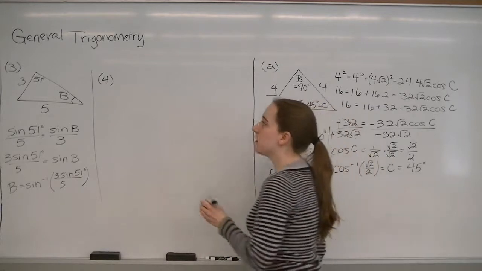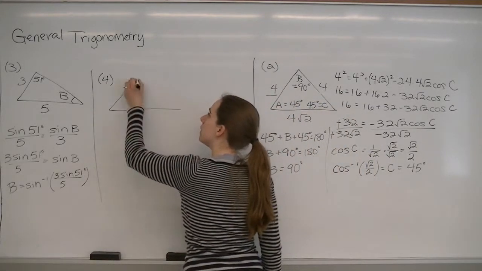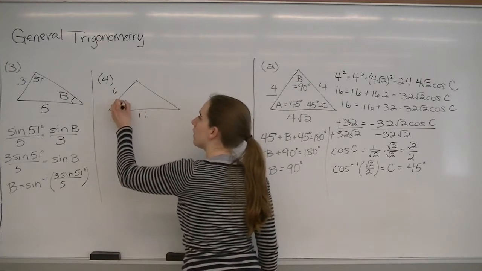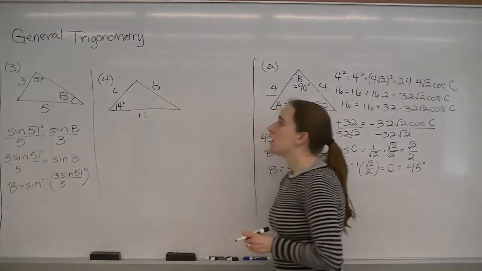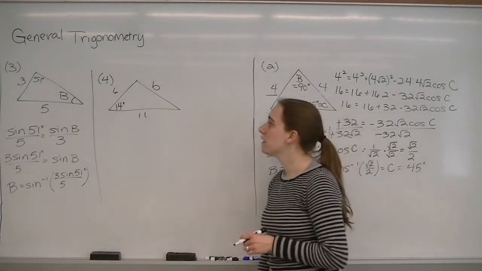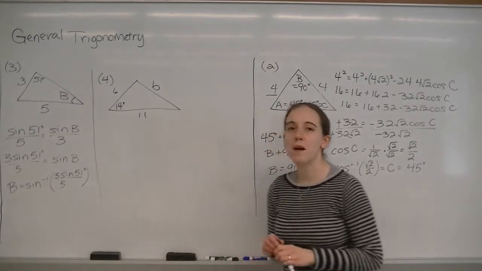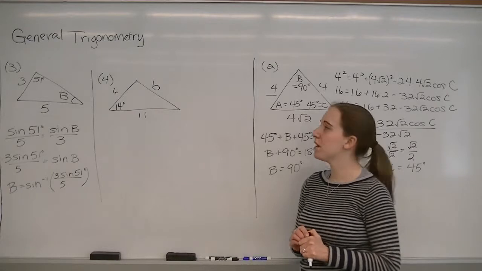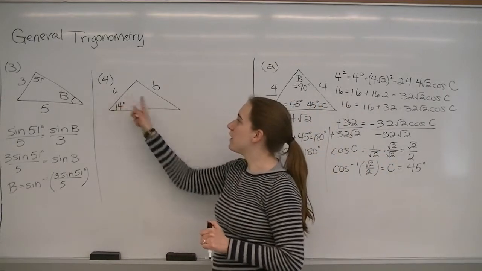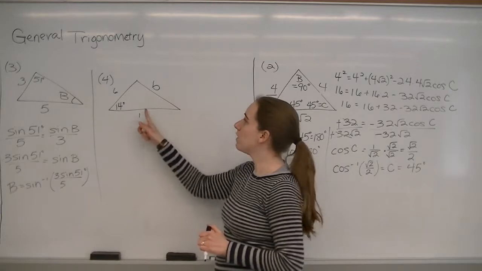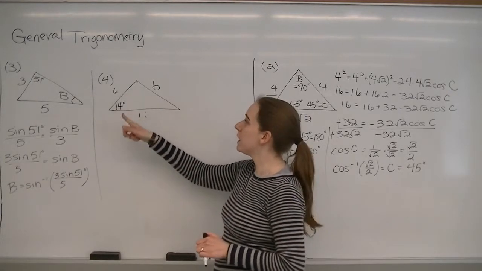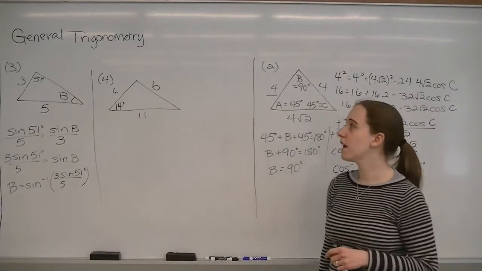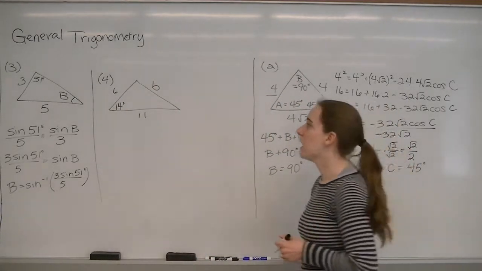Okay, let's start another example. Again, these triangles may or may not be to scale, most likely not. So I have two sides, one is 6, one is 11, and I know the angle in between them is 14 degrees, and I want to find the side opposite that. So notice, I have 6, I don't have the angle opposite. I have 11, again, I don't have the angle opposite. I want to find this side, I have the angle opposite that. So this looks like a case for the law of cosines.